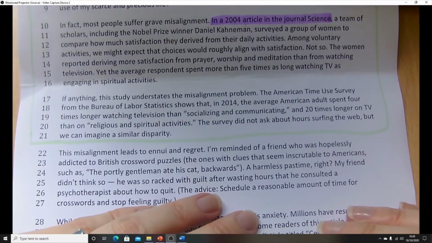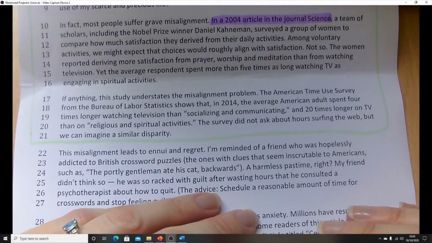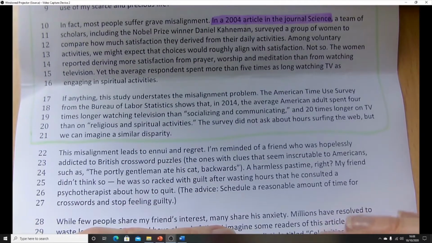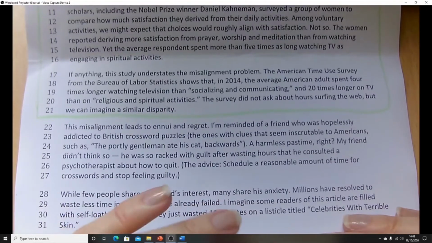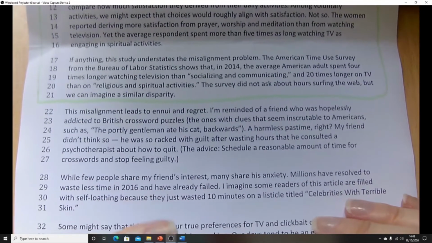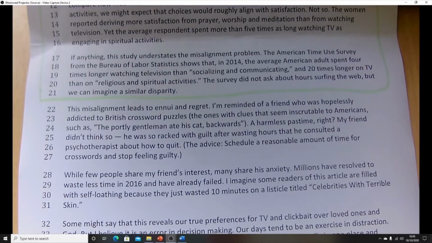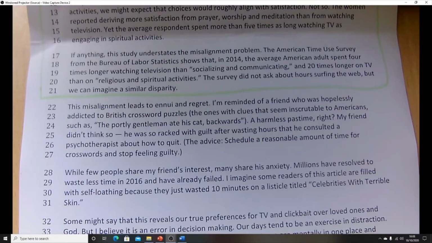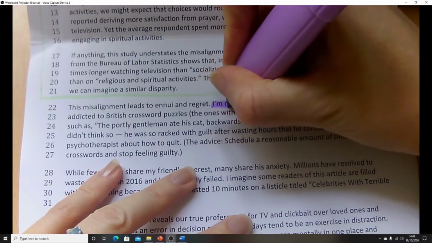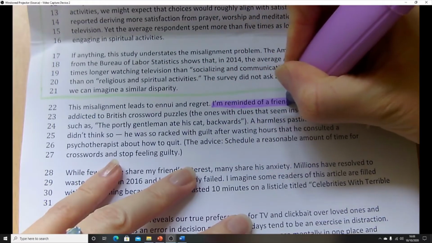If anything, this study understates the misalignment problem. The American Time Use Survey from the Bureau of Labor Statistics shows that in 2014 the average American adult spent 4 times longer watching television than socializing and communicating, and 20 times longer on TV than on religious and spiritual activities. The survey did not ask about hours surfing the web, but we can imagine a similar disparity. This misalignment leads to ennui and regret. I'm reminded of a friend who was hopelessly addicted to British crossword puzzles. So again, he's using his experience of what somebody else is telling him.